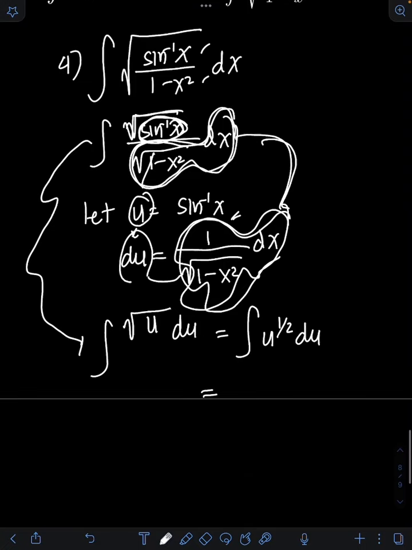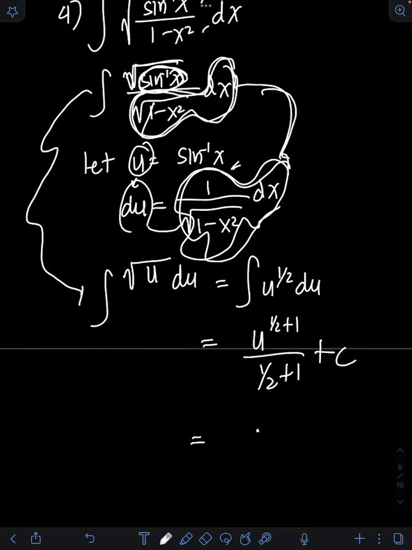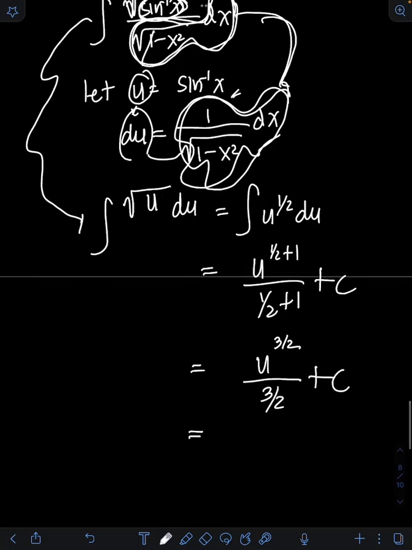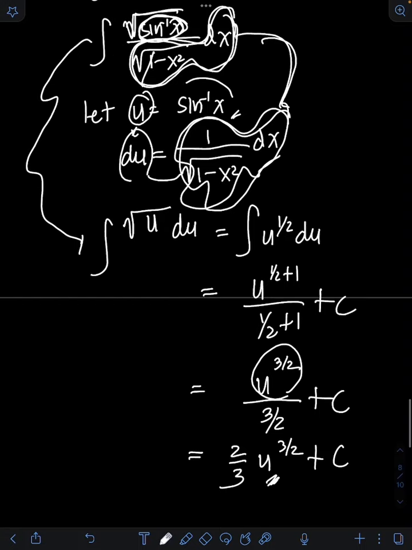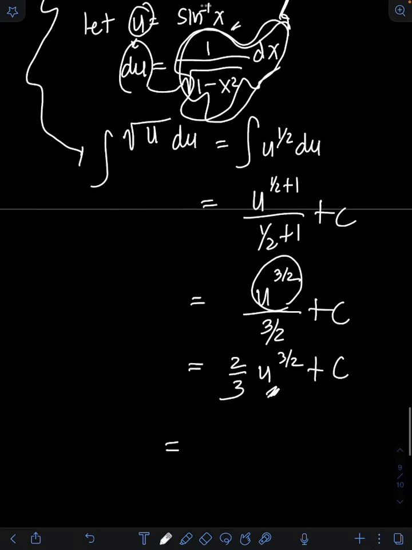By power rule, the integral will be u to the 1/2 plus 1 over 1/2 plus 1 plus c. Simplifying, we have u to the 1/2 plus 1, that's 3/2, over 1/2 plus 1, also 3/2. Then, just simplify the complex fraction: get the reciprocal of 3/2, that will be 2/3, times u to the 3/2 plus c. Finally, let's transform back the u in terms of arc sine of x. So, the final answer is 2/3 times arc sine of x raised to 3/2 plus c.